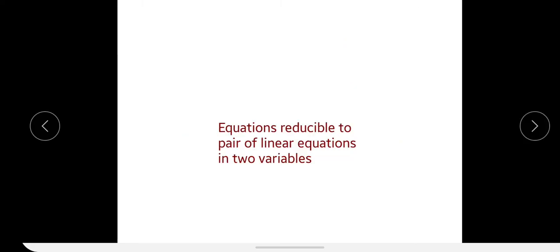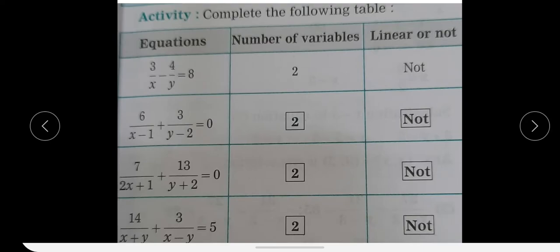Today we are going to study the equations reducible to a pair of linear equations in two variables. Observe the table. Consider these equations. Four equations are given to you. The first equation is 3 upon x minus 4 upon y is equal to 8. In this equation, x and y are two variables, therefore the number of variables is 2. But these are in the denominators, and therefore it is not a linear equation in two variables.